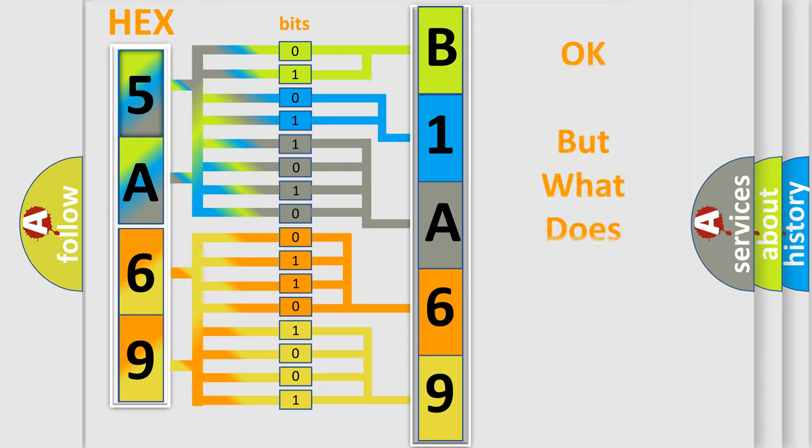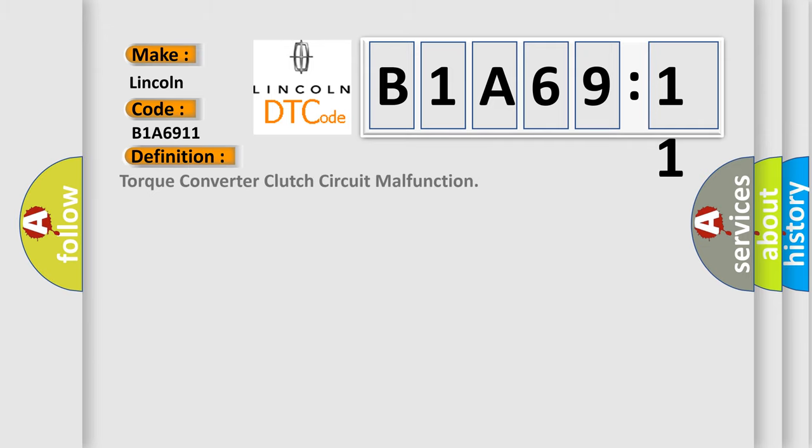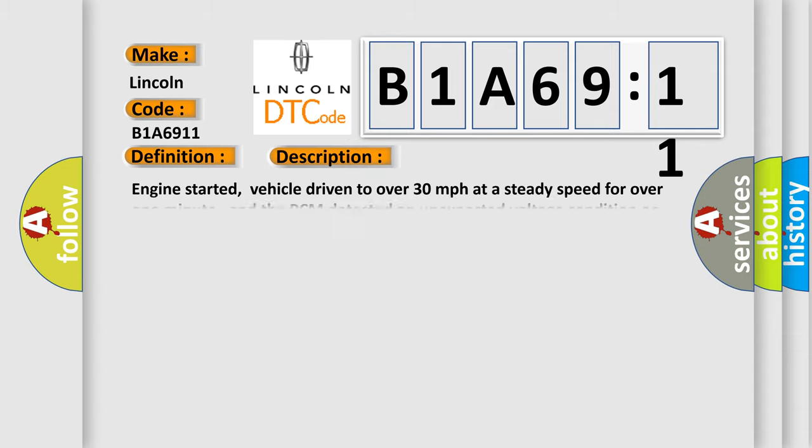The number itself does not make sense to us if we cannot assign information about it to what it actually expresses. So, what does the diagnostic trouble code B1A69-11 interpret specifically for Lincoln car manufacturers? The basic definition is torque converter clutch circuit malfunction. And now this is a short description of this DTC code.